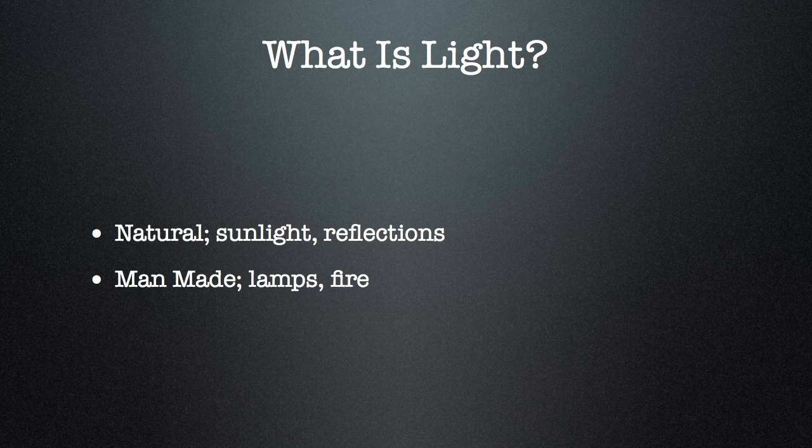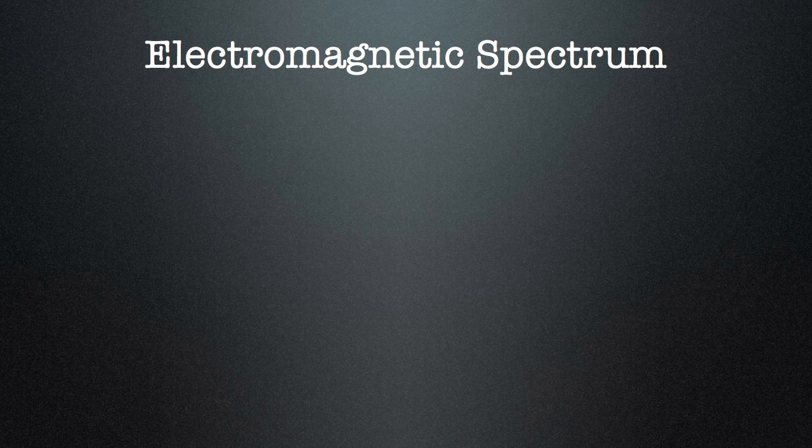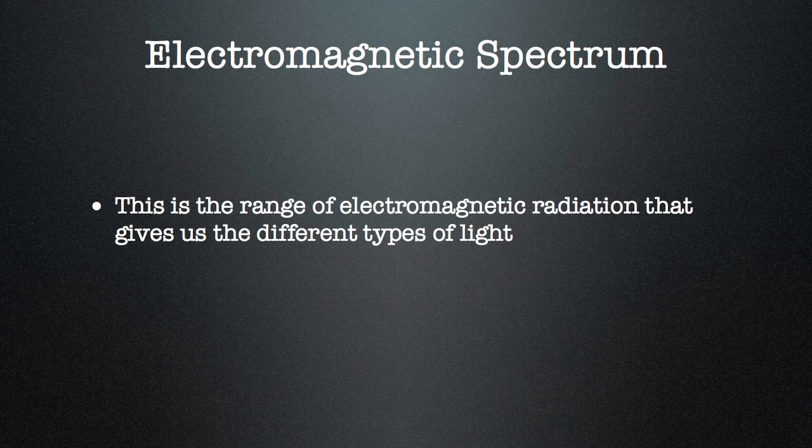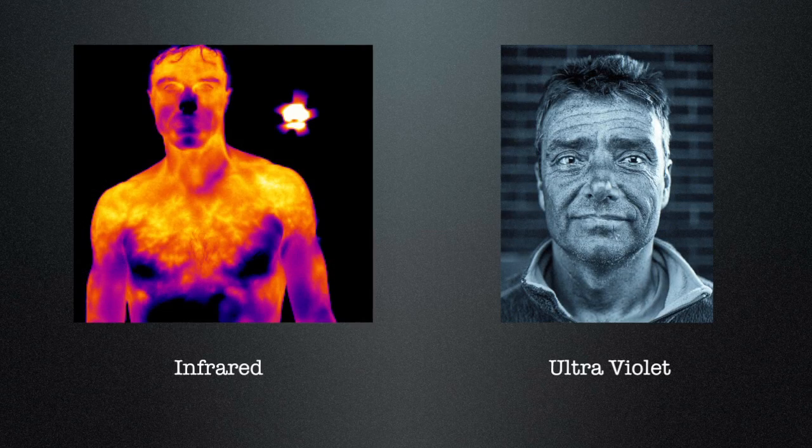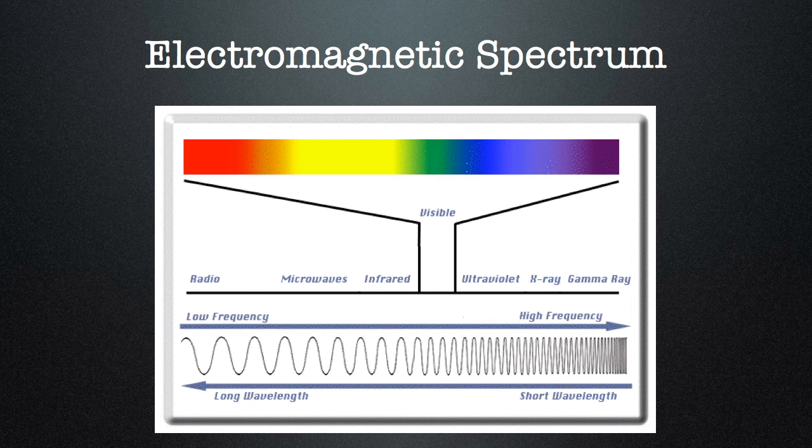Let's look at the electromagnetic spectrum. Now this is the range of electromagnetic radiation that gives us all these different types of light. Visible light is a minute section of that range of all these different kinds of light, such as ultraviolet and infrared, which are types of light that are just outside of our field of visible vision, if you like. They are detectable, of course, by infrared cameras or ultraviolet cameras. But don't forget that that also encompasses radio waves, microwaves, and goes right up to X and gamma rays.